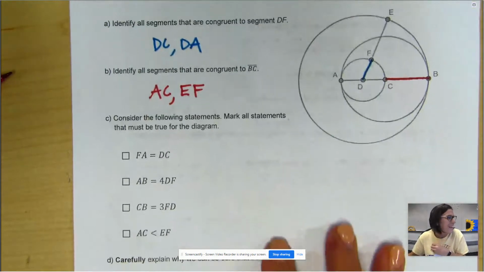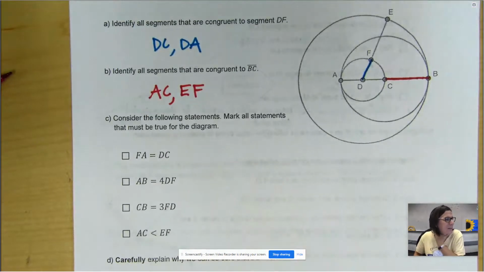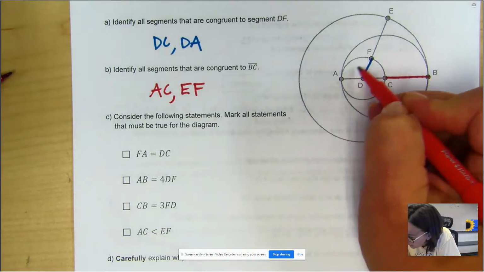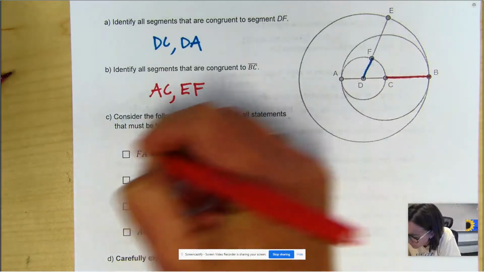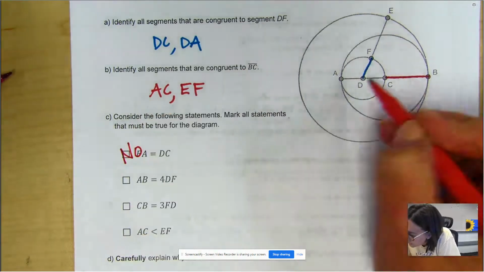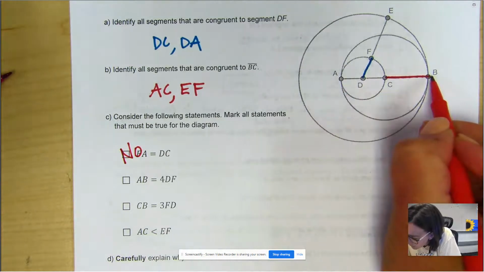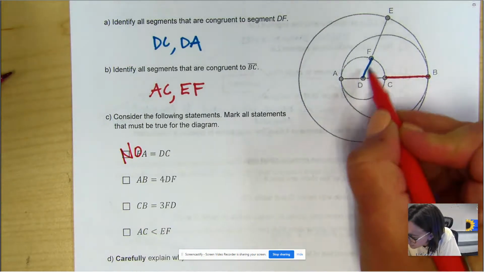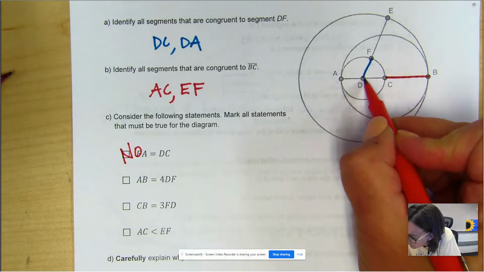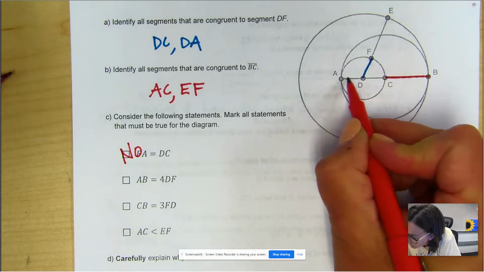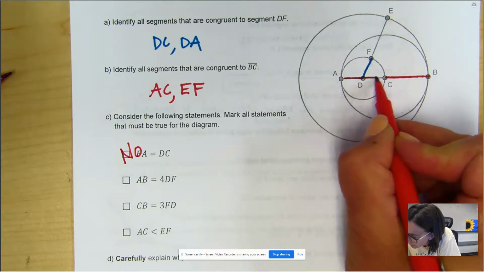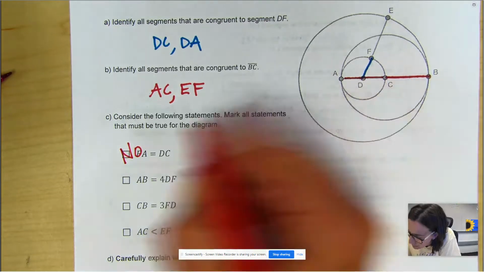Let's keep going. Consider the following statements. What must be true is FA, that's not even a radius, equal to DC, no. Is AB, that's a diameter, equal to 4 of the DFs? Well, if I swing this DF around here, like a little arm of a clock, it looks like it's a radii, another radii, and then we would need 2 more. Yes.